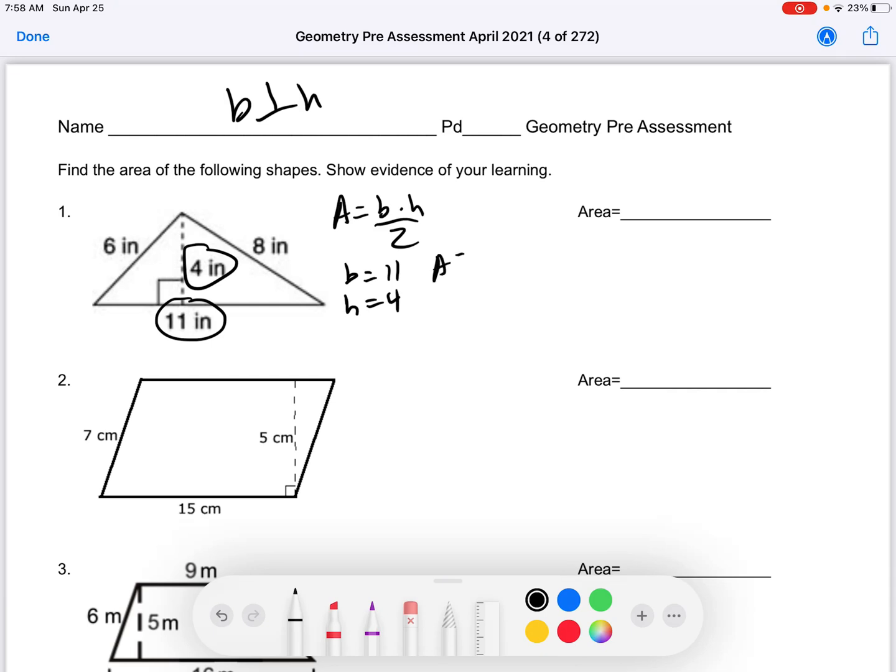So we would say area equals 11 times 4 over 2. And area equals 11 times 4, which is 44, divided by 2. And 44 divided by 2 is 22 square inches. So the area is 22 square inches.